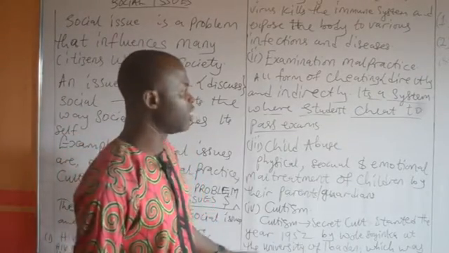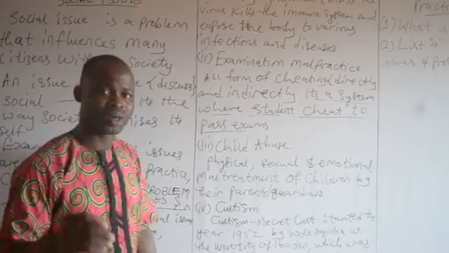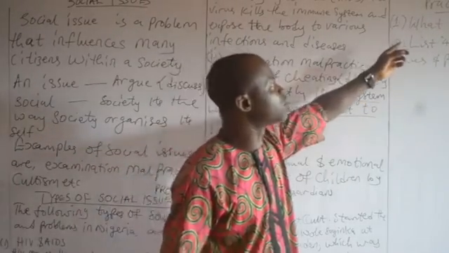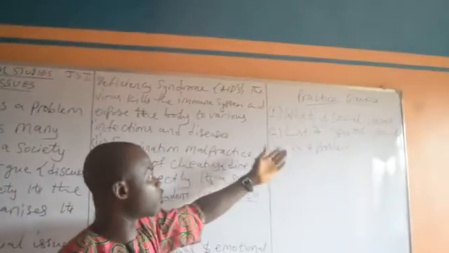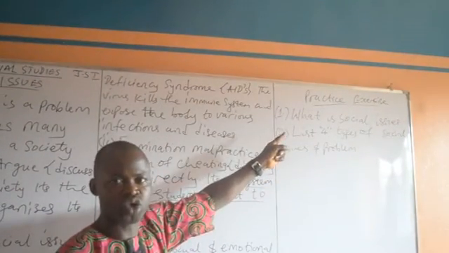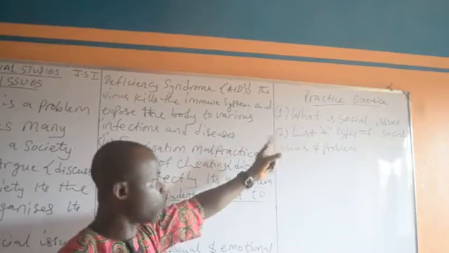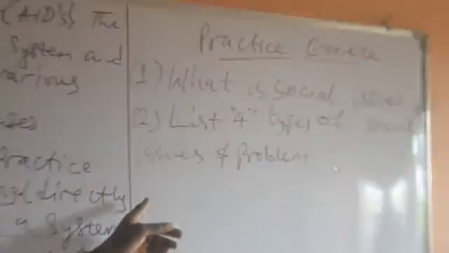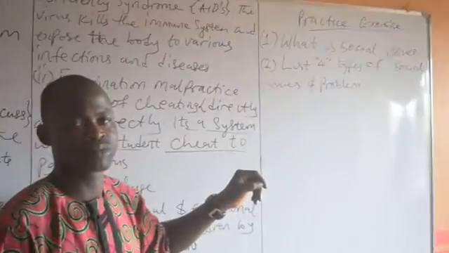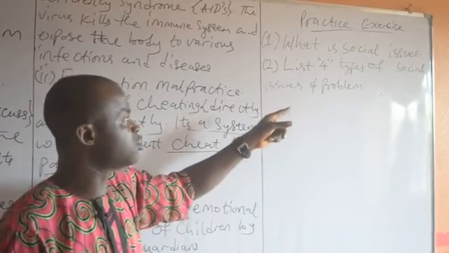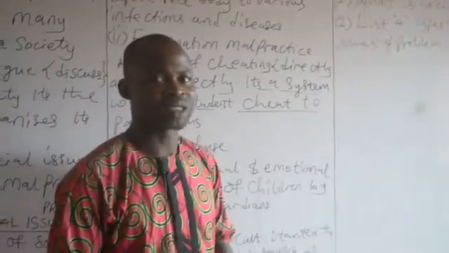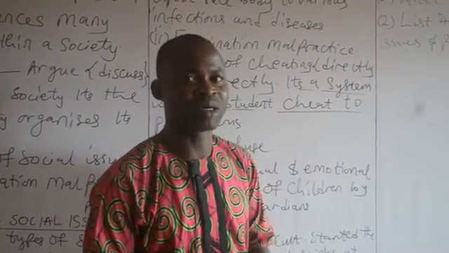Having said that, please remember, do not forget, get your pen and paper. We have on the board a practice exercise. Number one, what is social issues? Number two, list four types of social issues and problems. Please, as I have earlier said, get a pen and paper. Thank you.